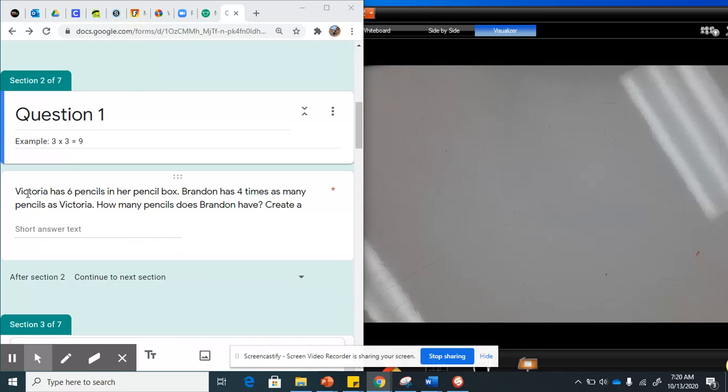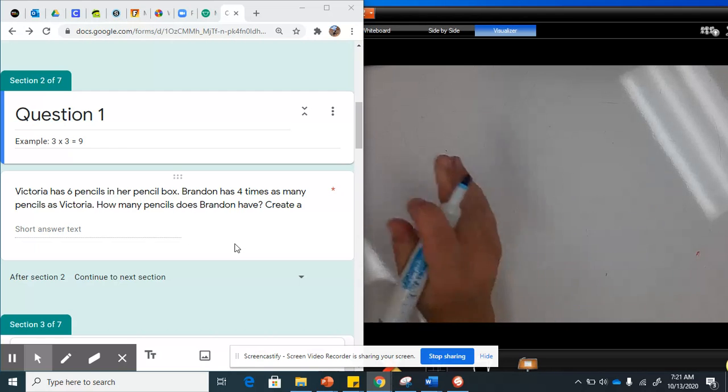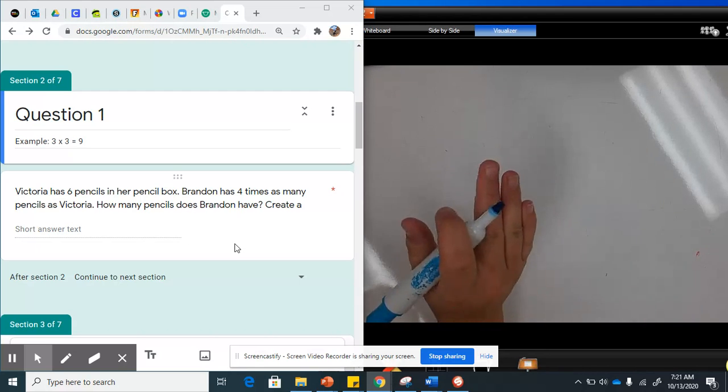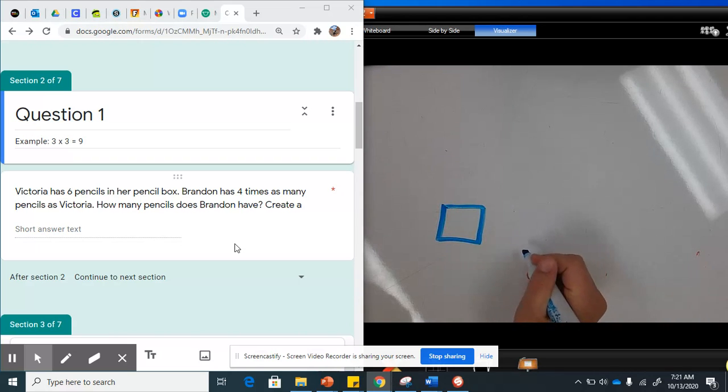This one says, Victoria has 6 pencils in her pencil box. Brandon has 4 times as many pencils as Victoria. How many pencils does Brandon have? So I'm going to start off with the person that does not have any times as many, the person that we are comparing to. I'm going to draw a box, and this box is going to represent Victoria, and Victoria has 6 pencils.